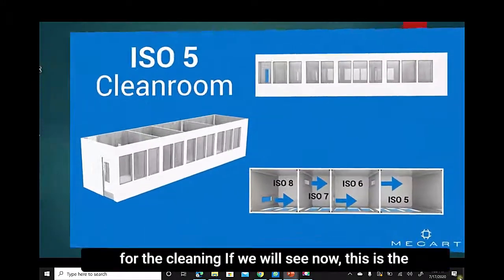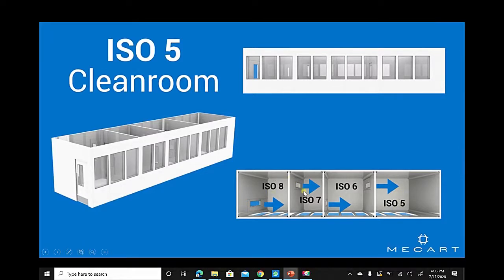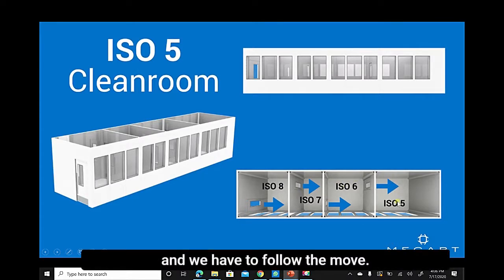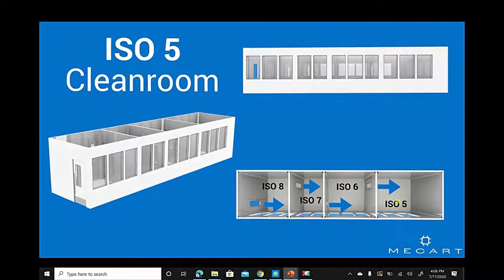If we see now, this is the ISO 5. If we want to come to ISO 5, we have to follow this route from ISO 8 to ISO 7, ISO 7 to ISO 6, and ISO 6 to ISO 5. And we have to follow the 2 or 3 airlocks also to come to the ISO 5.